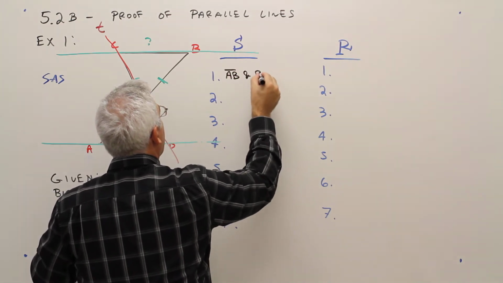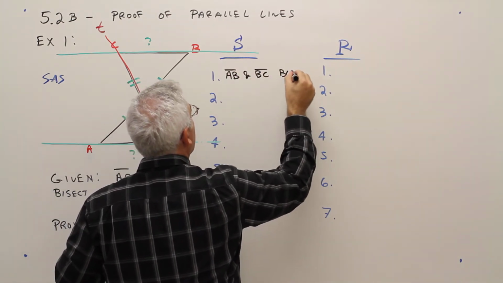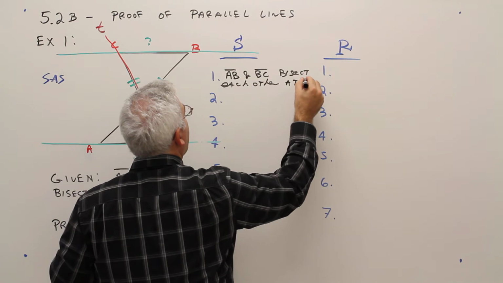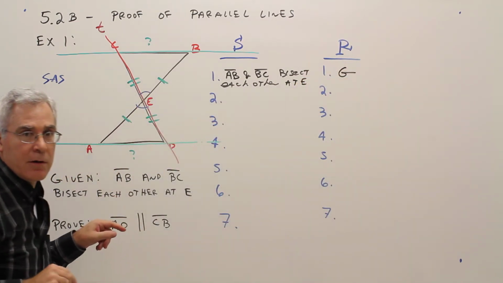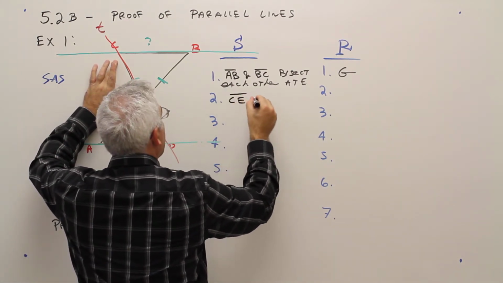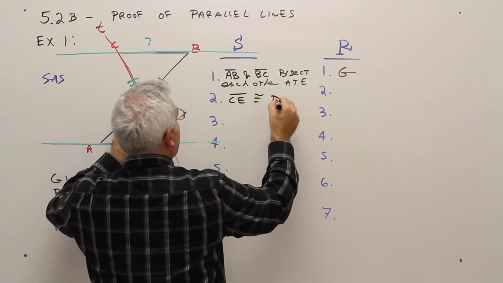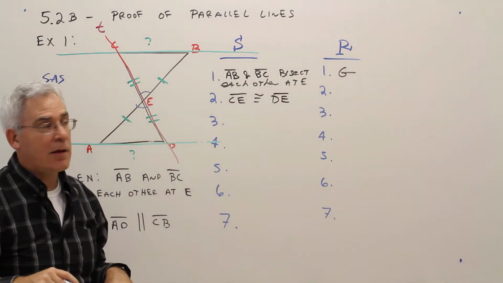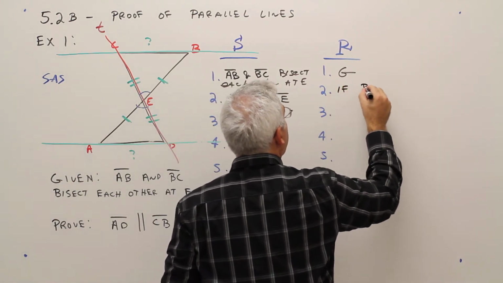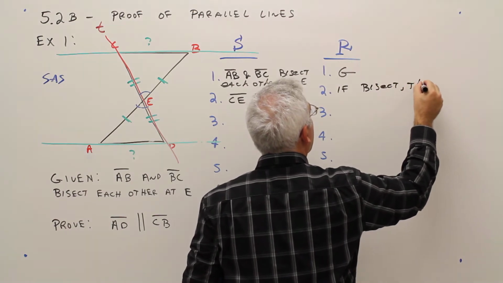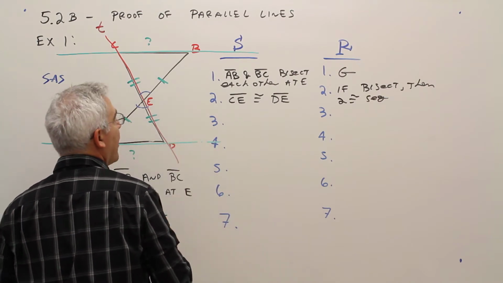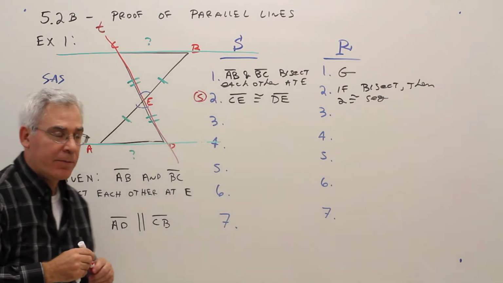AB and BC bisect each other at point E. That was given. From that, I could say CE is congruent to DE. And I could say, if bisect, then 2 congruent segments. And I've got a side involved there.